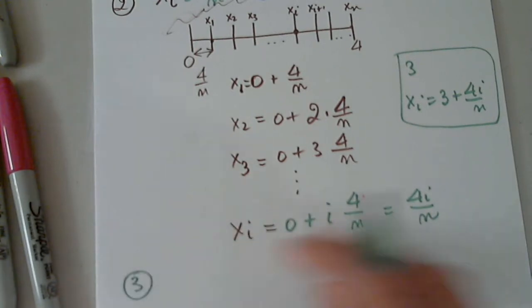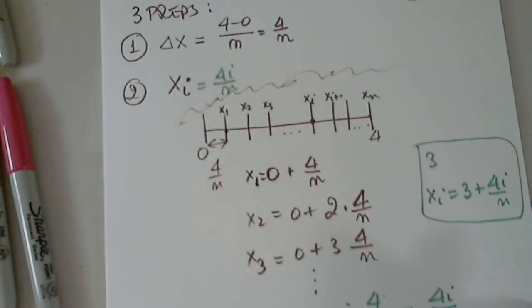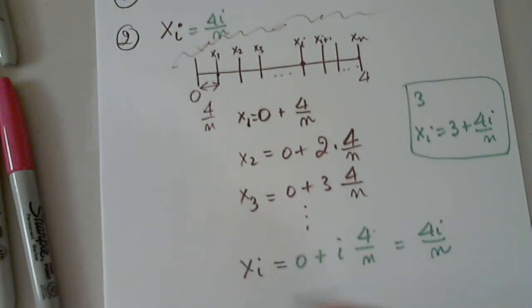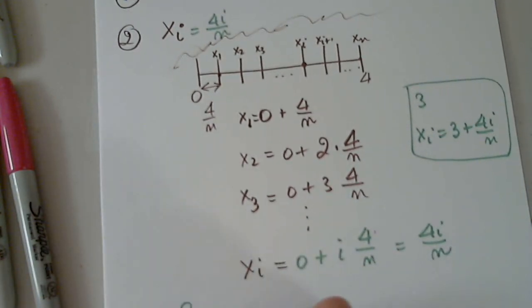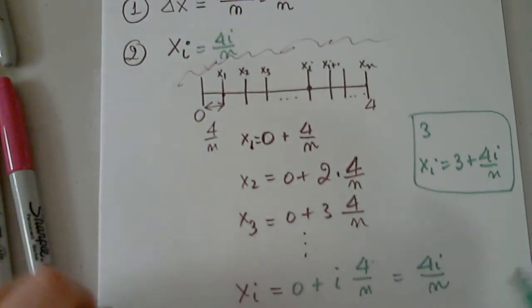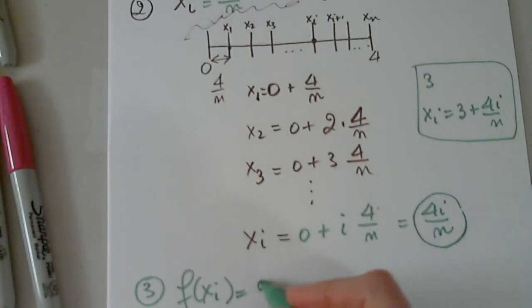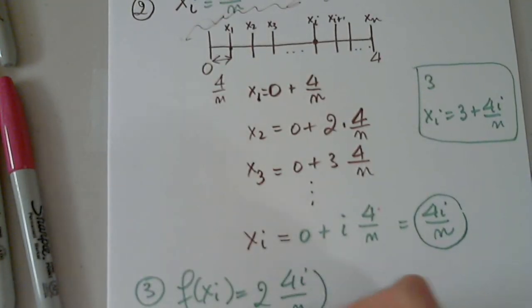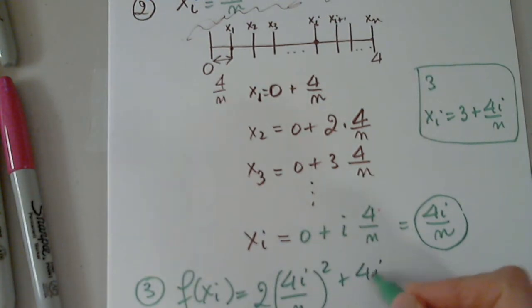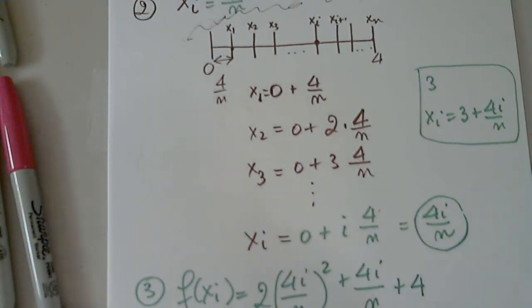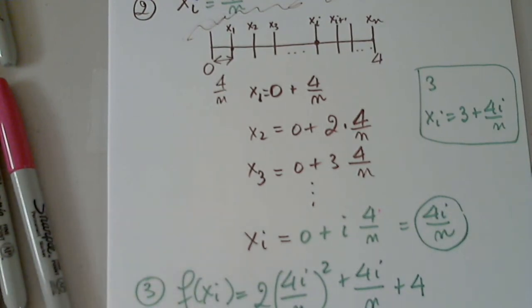The last prep before we look at the limit of the Riemann sum will be f of xi. No problem. I have to plug in 4i over n in this function. Not a big deal. So this is 2 times (4i over n) squared, plus 4i over n, plus 4. Any questions? If you don't stop me, I will continue. So please stop me if you have anything for me.